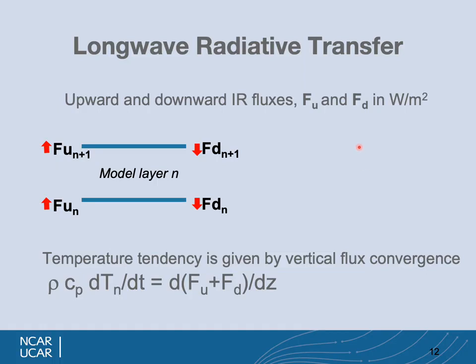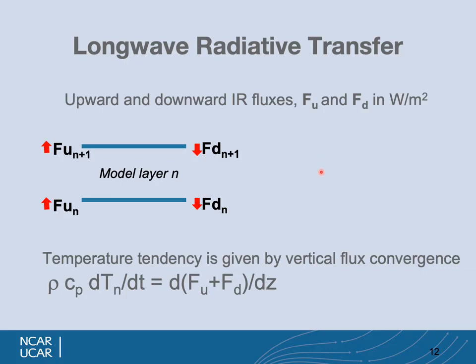In radiative transfer, there are upward and downward beams. It's known as a two-stream approximation. So on the left we have the upward beam, and on the right we have the downward beam. And for each model layer, we're computing the flux at the top and bottom of the layer. And it's basically an upward and downward integration.